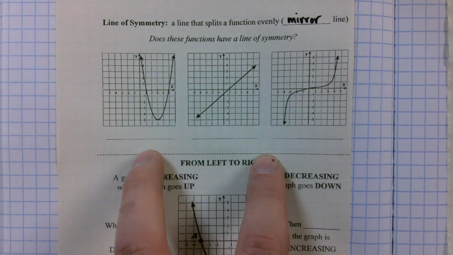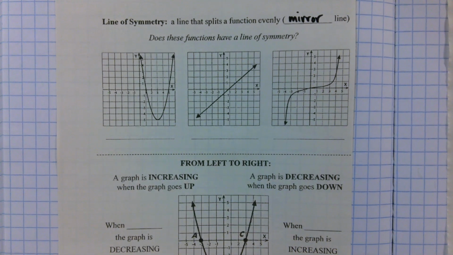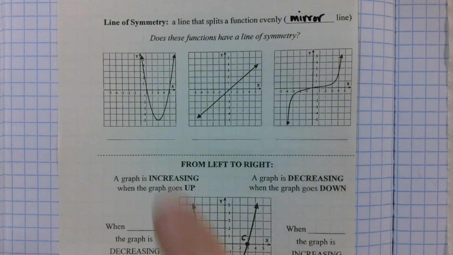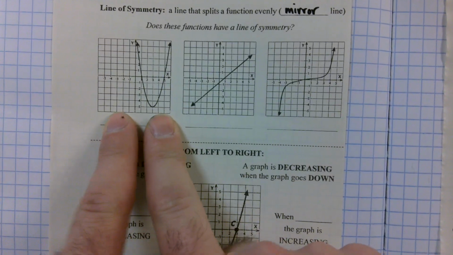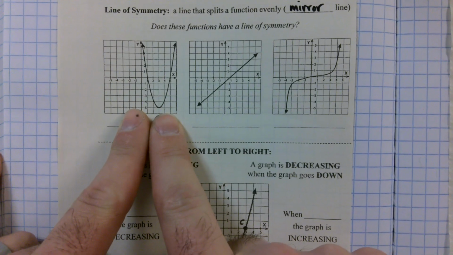All right, let's come back together. All right, let's see what you guys came up with. Okay? Let's take a look at this first graph right here. What do we call this shape again? Do you remember? Parabola. Parabola, right?